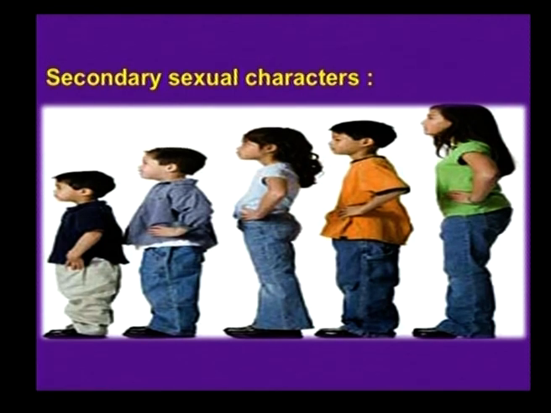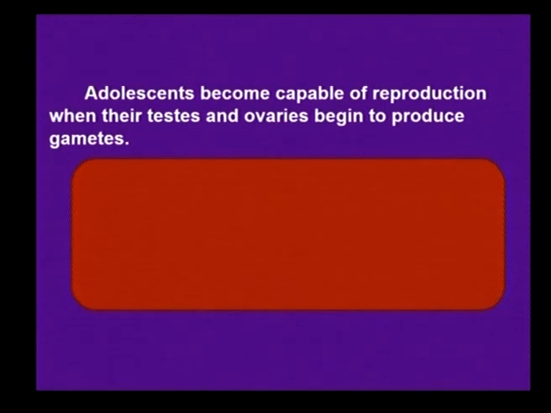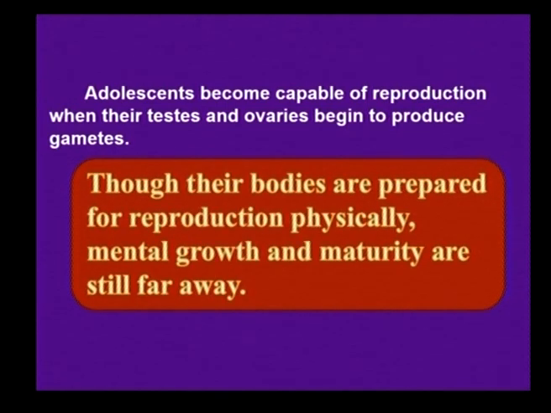In girls, breasts begin to develop, whereas in boys, facial hair, moustaches and beards begin to grow. Hair starts growing on the chest of boys. In both boys and girls, hair grows in the armpits and at the genital region. These characters are called secondary sexual characters. Adolescents become capable of reproduction when their testes and ovaries begin to produce gametes. But remember children, though the adolescent bodies are prepared for reproduction physically, mental growth and maturity are still far away.